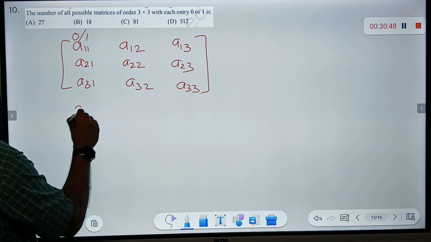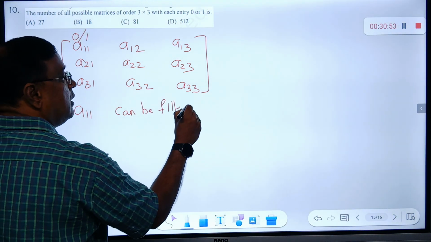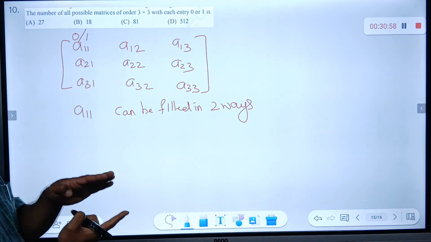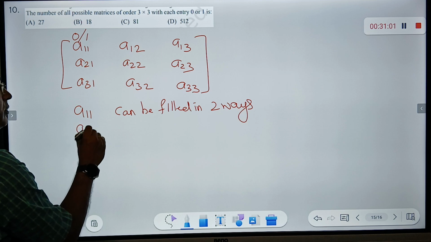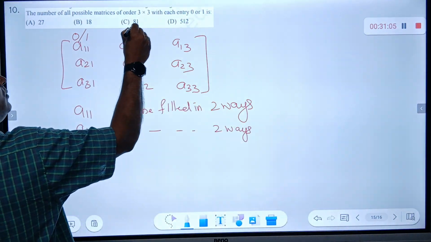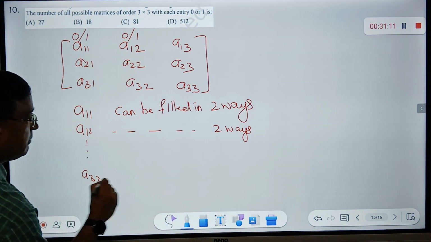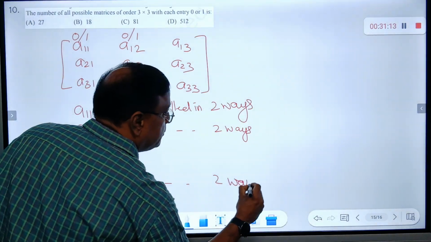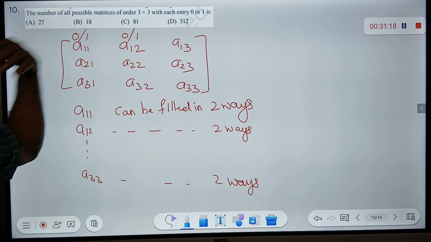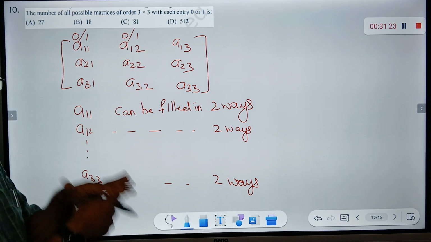So A11 can be filled in how many ways? In 2 ways. Why is it 2 ways? You can have either 0 or 1. A12 can be filled in 2 ways. Why? You can get either 0 or 1. If I repeat that for everything, A33 can be filled in 2 ways. Now you can see clearly by the counting principle. You remember all the elements must be filled either by 0 or 1.